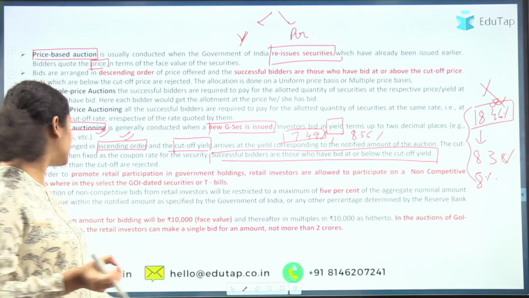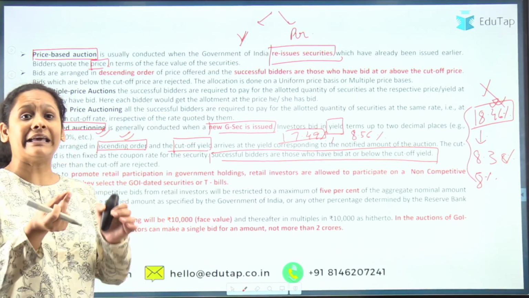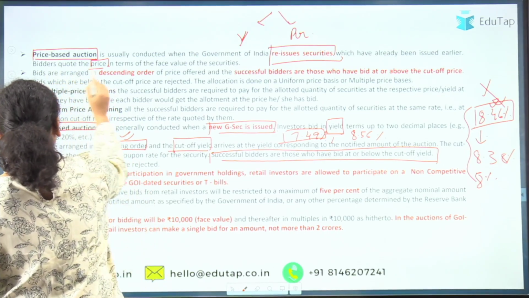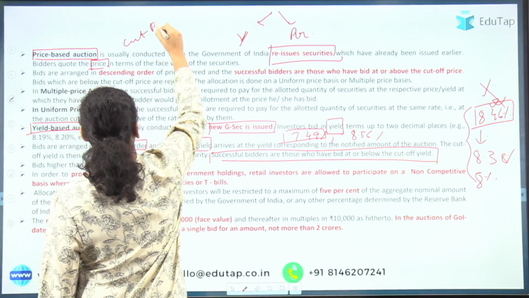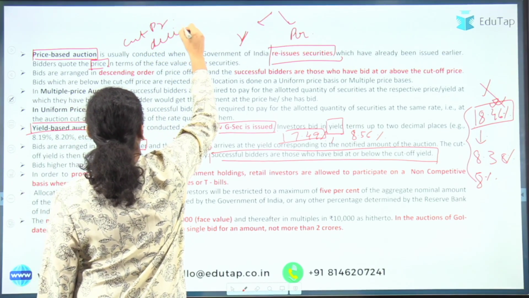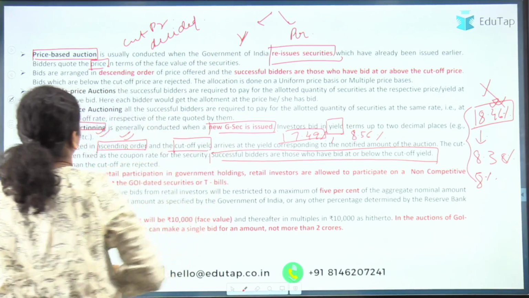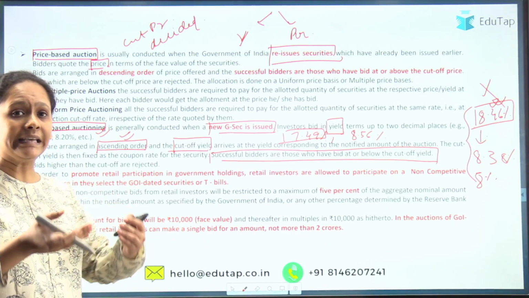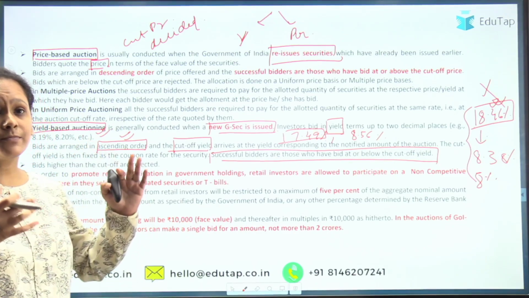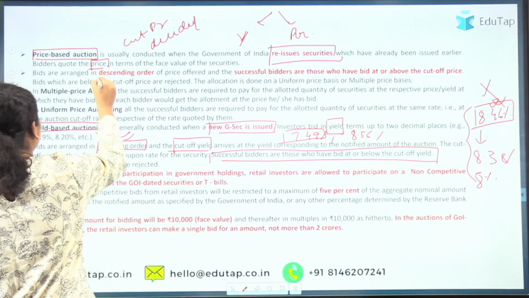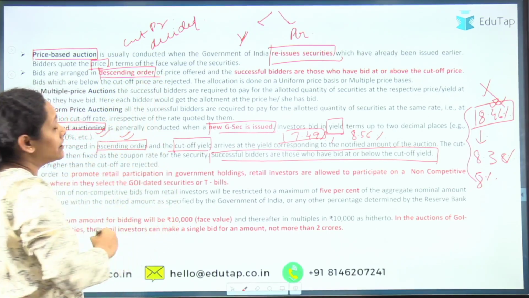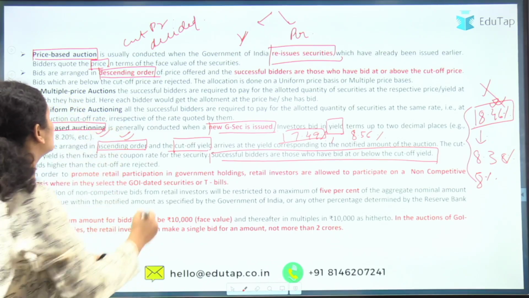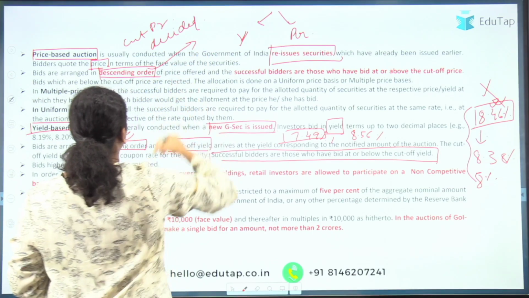यहां पे भी क्या होता है? सिमिलर टू द यील्ड बेस्ड ऑक्शनिंग, एक कट ऑफ प्राइस डिसाइड करती है, ठीक है. देयर इज अ कट ऑफ प्राइस विच इज डिसाइडेड, ठीक है. नाउ अब जब लोग इसको बिड देंगे तो अब क्या होगा कि दीज प्राइस बिड्स आर अरेंज्ड इन डिसेंडिंग ऑर्डर. Yield based में क्या था? We arranged the bid in ascending order, but price based auctioning में we'll arrange the price in descending order.